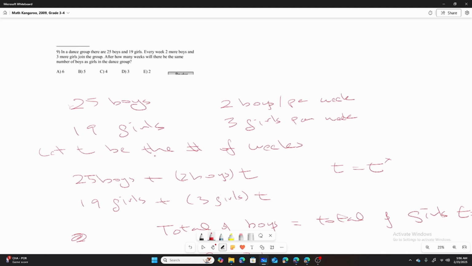So the answer to how many weeks will there be the same number of boys as girls in the dance group is A, 6.